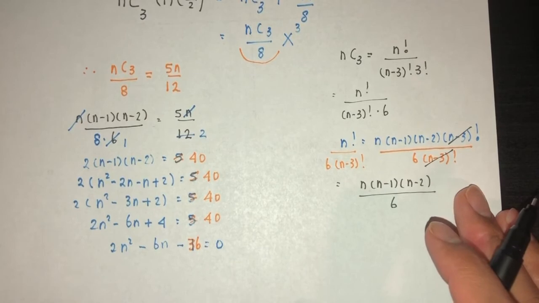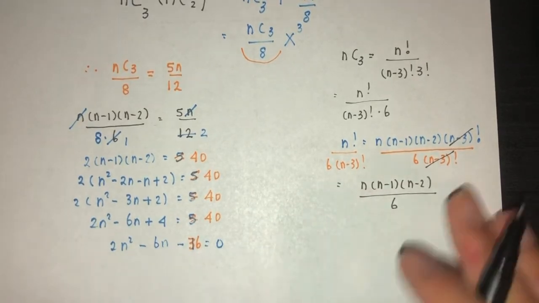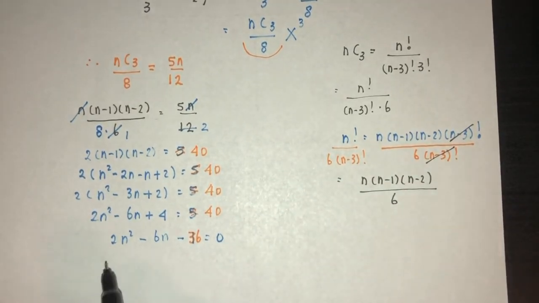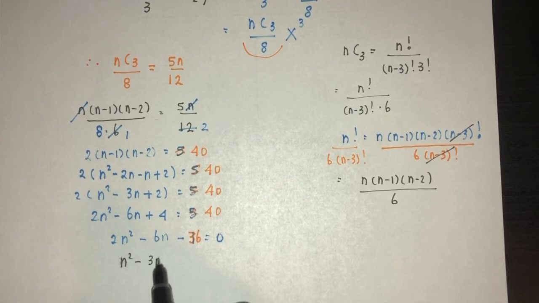So it's always good to read the questions and see what they're asking for, and you can realize your mistakes if there's any. Now we can divide by 2 everywhere. You will have n squared minus 3n minus 18 is equal to 0.